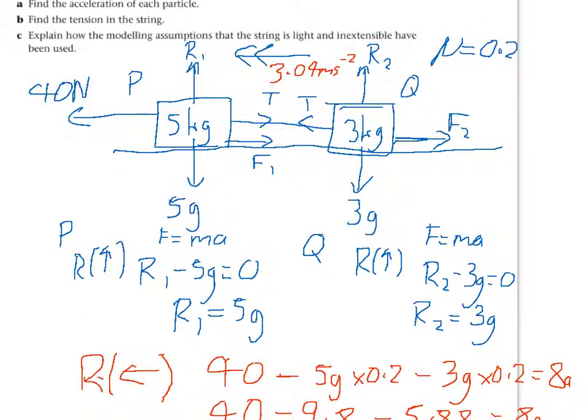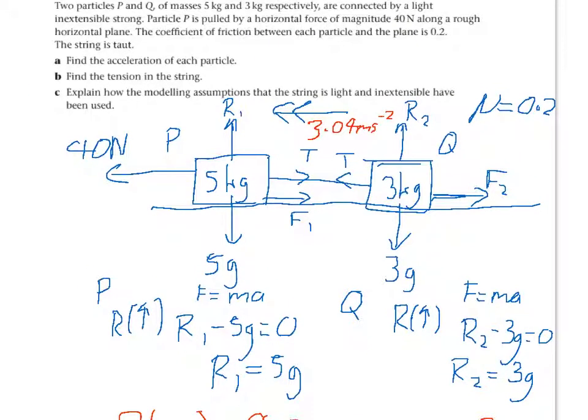Right, part C says explain how the modelling assumptions that the string is light and inextensible have been used. So I'm not going to write these down, I'm just going to say these. Now remember, if you can't remember these modelling assumptions, you need to go back and look at chapter 1, which is a list of all the assumptions that we're making during Mechanics 1. And sometimes in exams you are asked these, and they're usually just 1-mark questions, but it's worthwhile knowing.